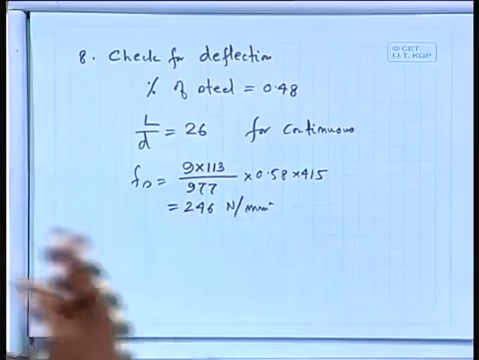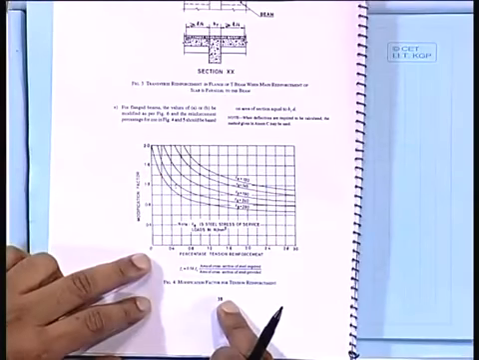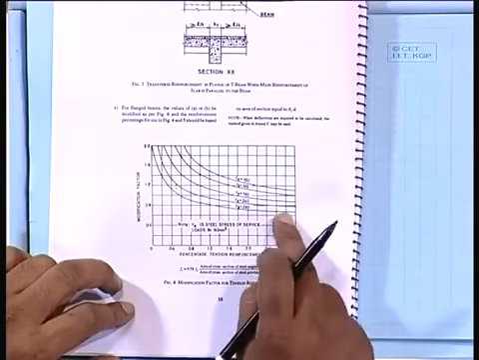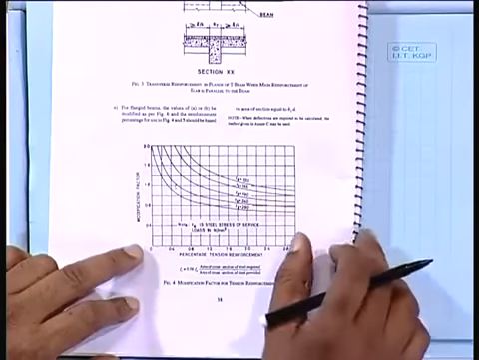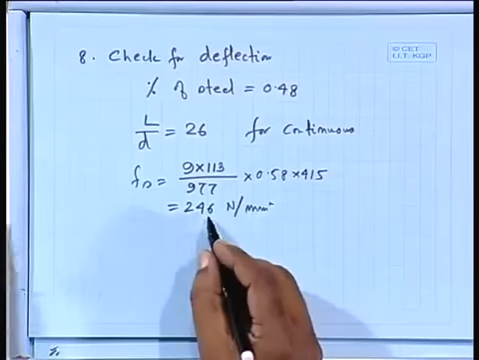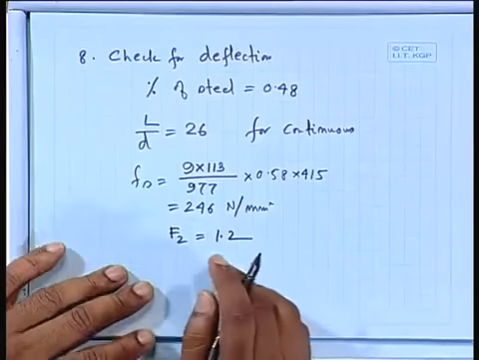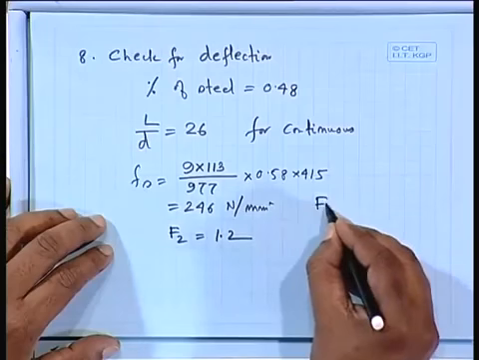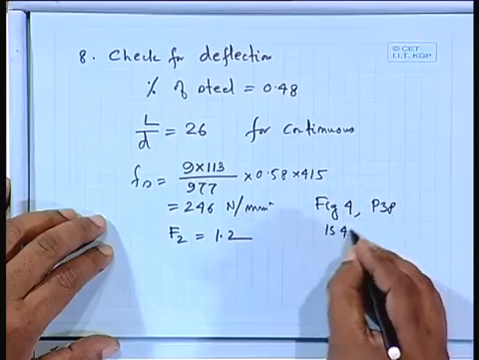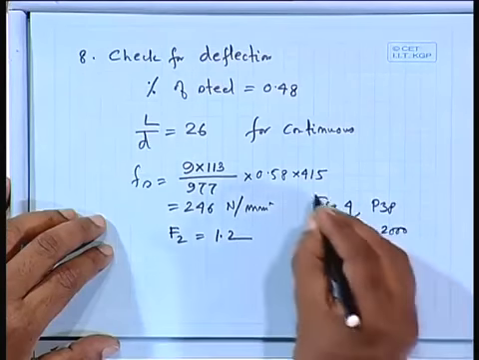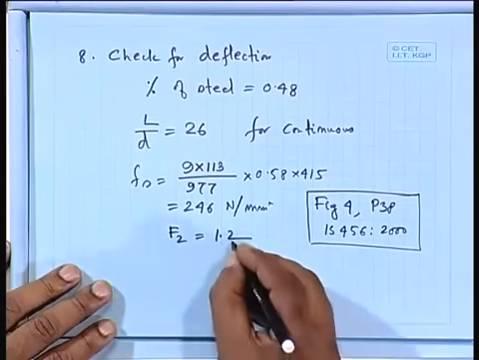So I shall get it from figure 4. If I show you, this is figure 4 on page number 38. In figure 4 there are so many curves. So I shall take the corresponding one and interpolate it, and for 246, that f2 factor comes as 1.2. This is just for your reference, figure 4, page 38 of IS 456:2000. So we get the multiplication factor 1.2.